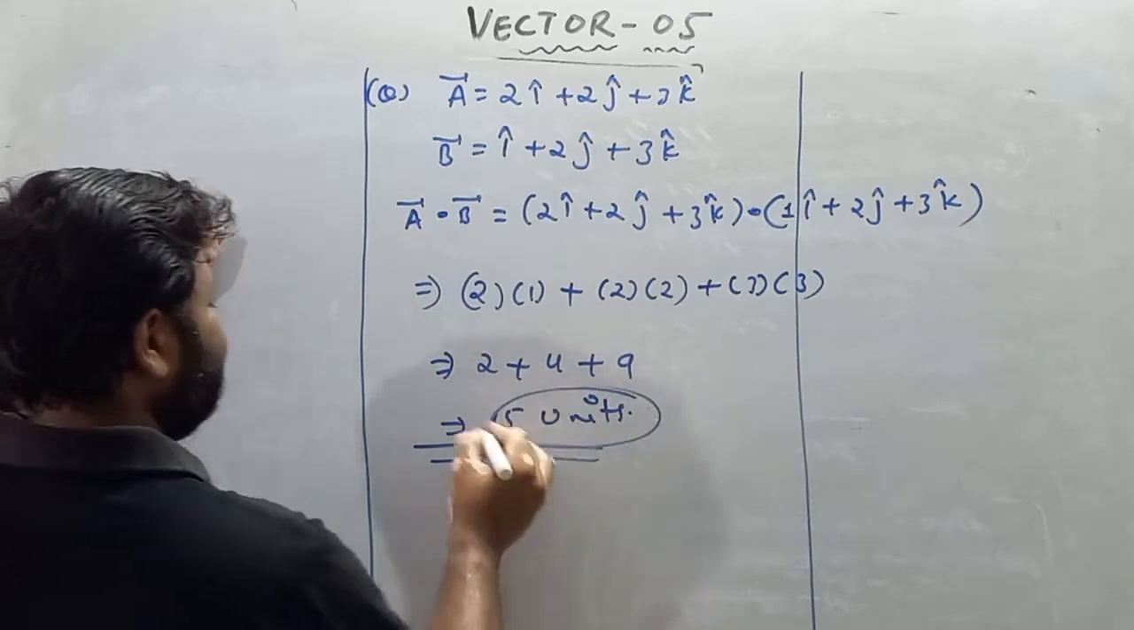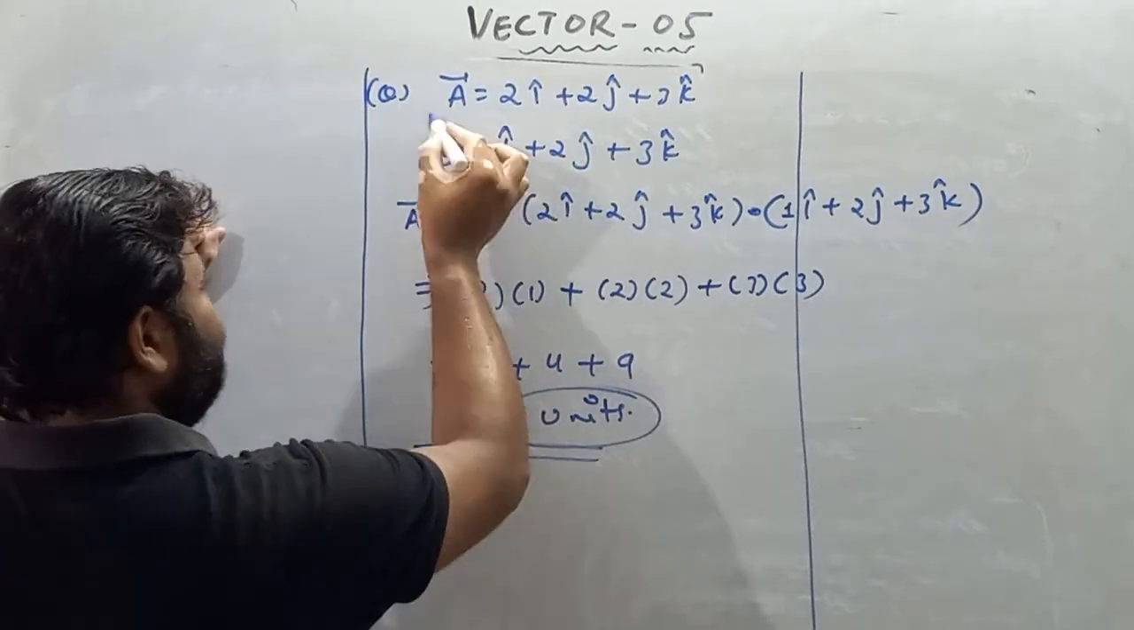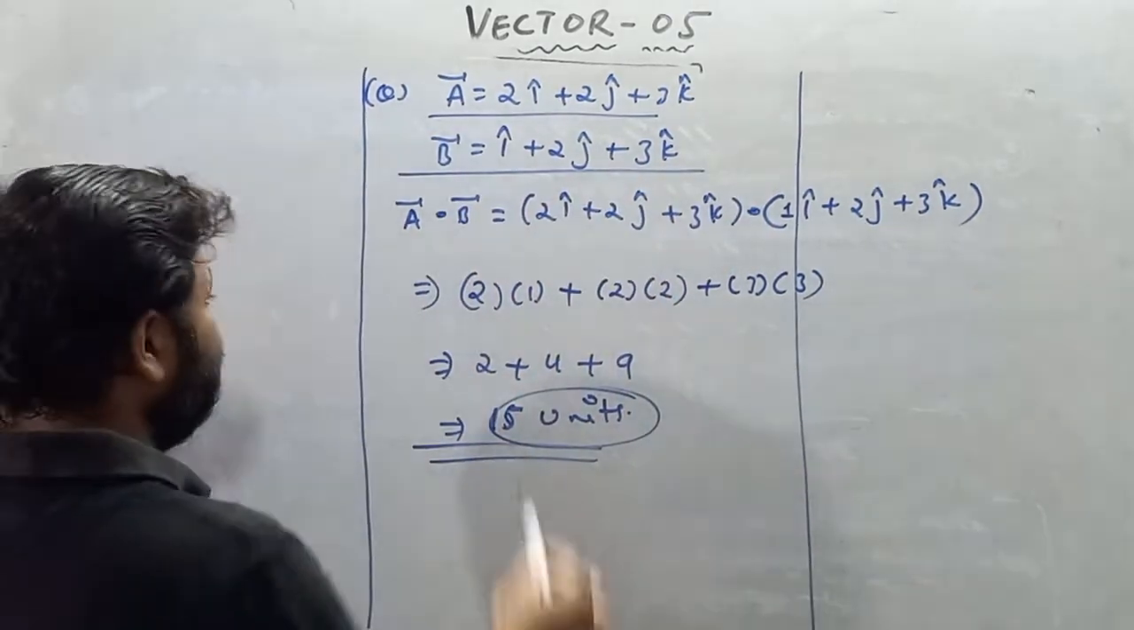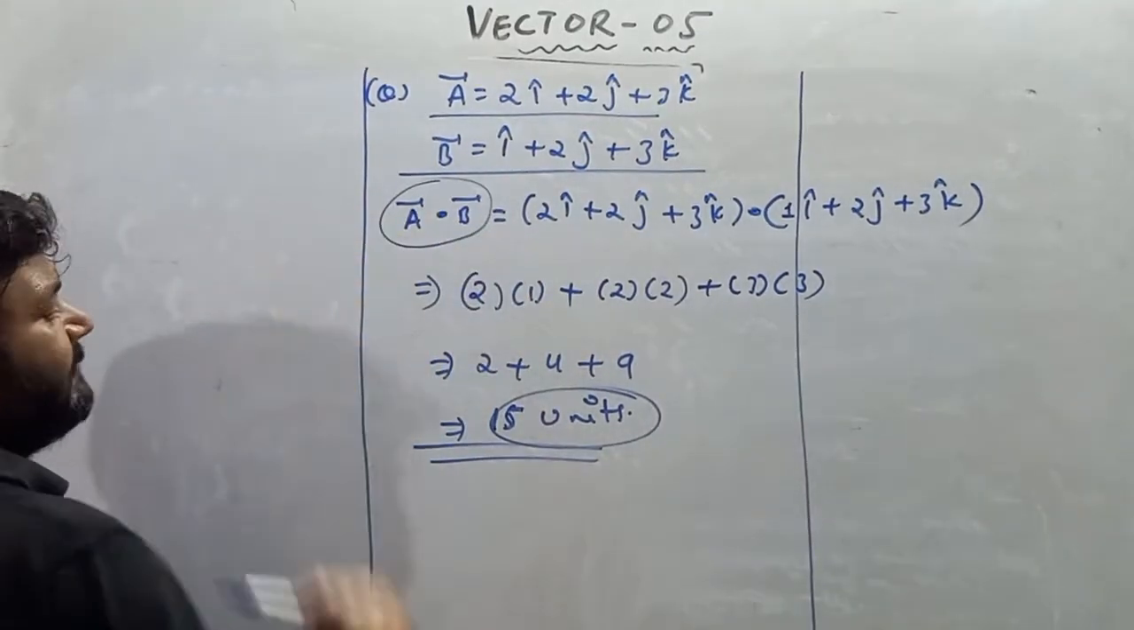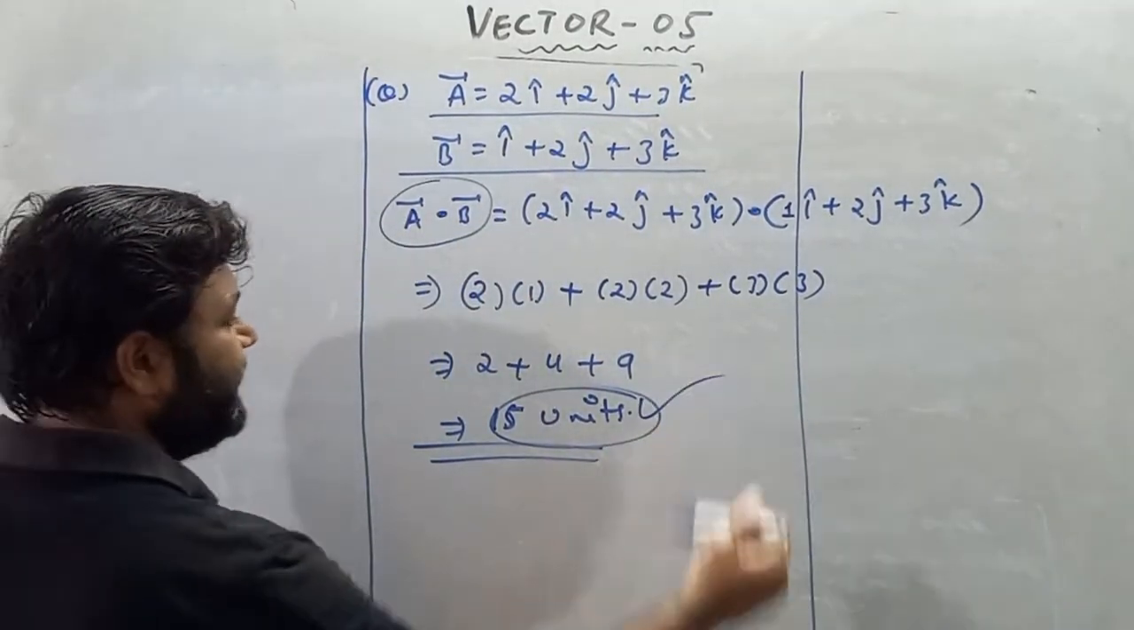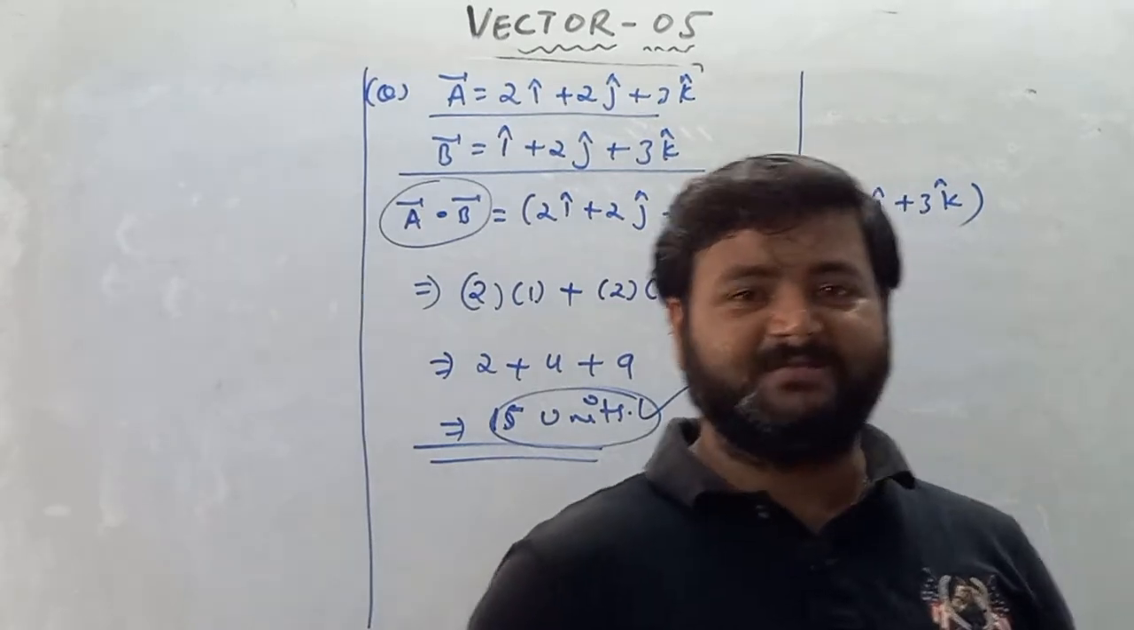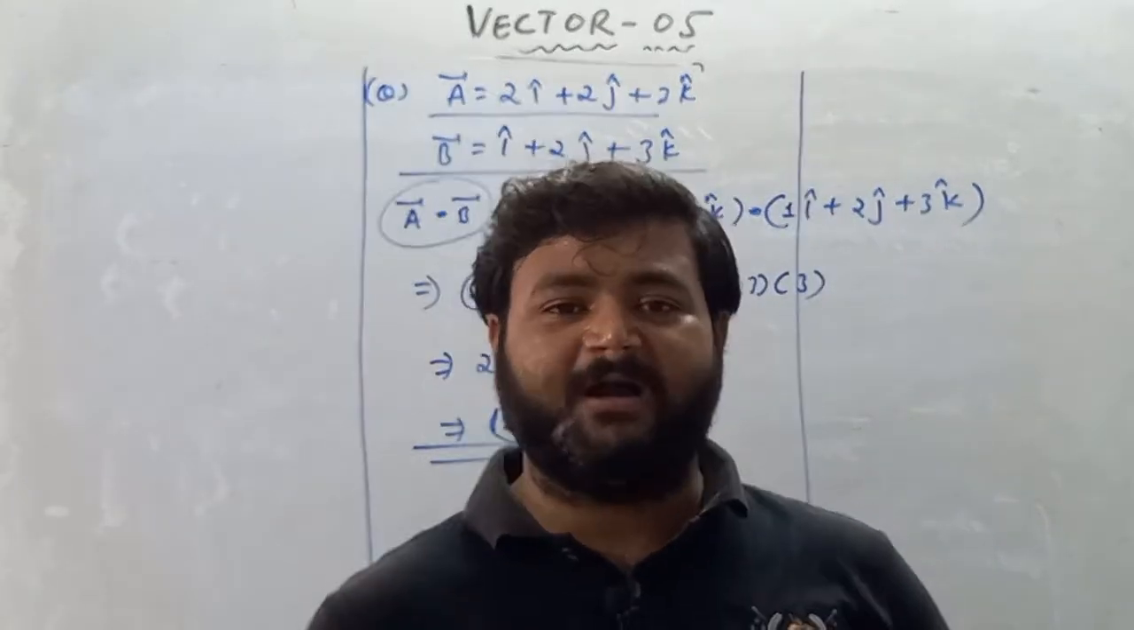Now see, 15 is a scalar quantity and we have two vector quantities, but when we are performing dot product between two vector quantities, you will get a scalar term. So this is all about dot product.